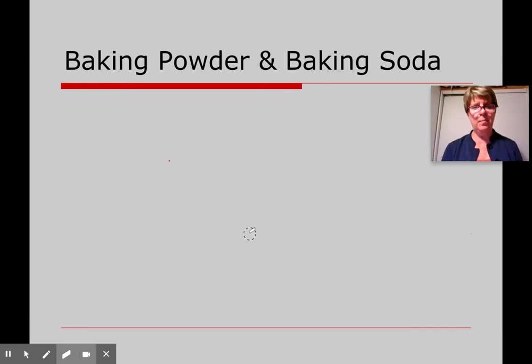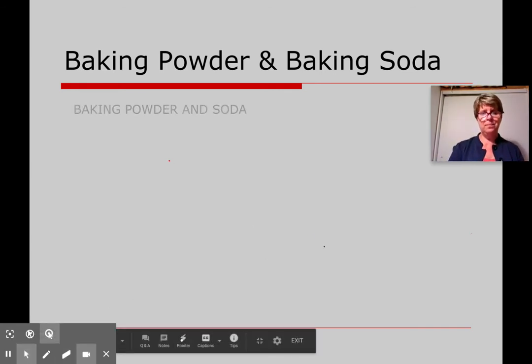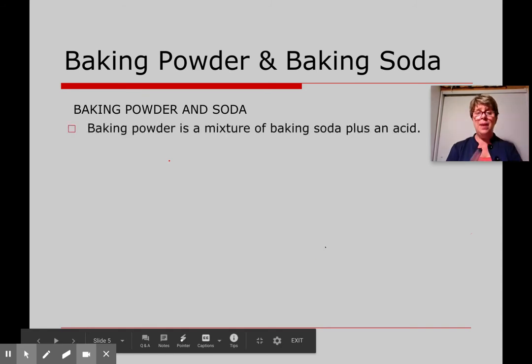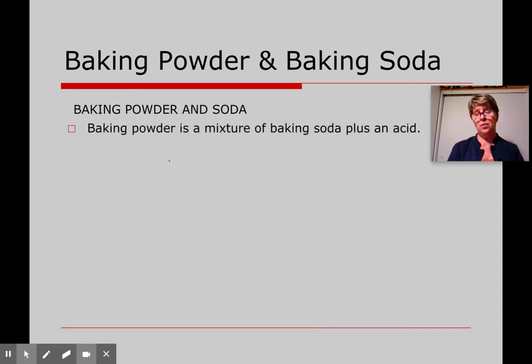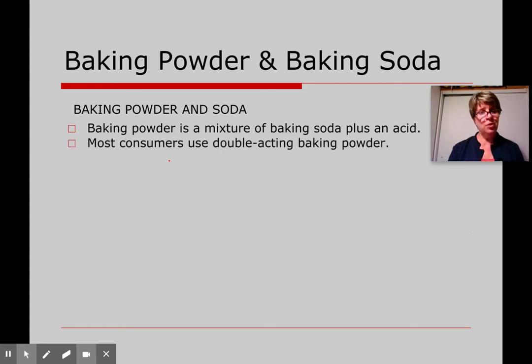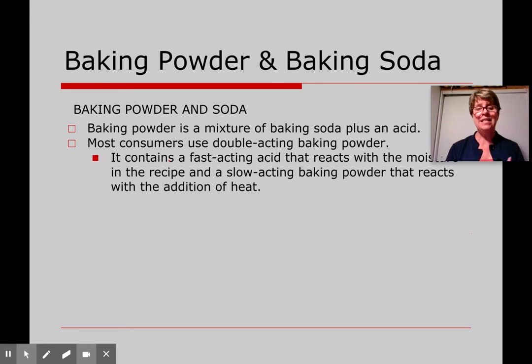So, what's the difference between baking powder and baking soda? Well, baking powder is a mixture of baking soda plus an acid. Now, if you watch the Alton Brown video, it explains the differences between baking powder and baking soda. Most consumers, like me, use double acting baking powder. What does that mean? Well, it contains a fast acting acid that reacts with the moisture in the recipe, and a slow acting baking powder that reacts with the addition of heat.